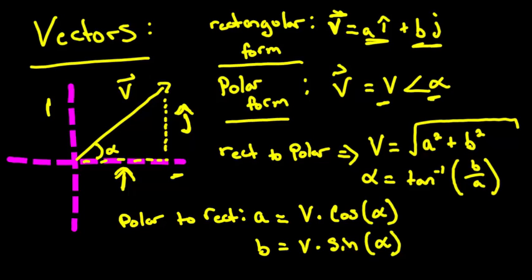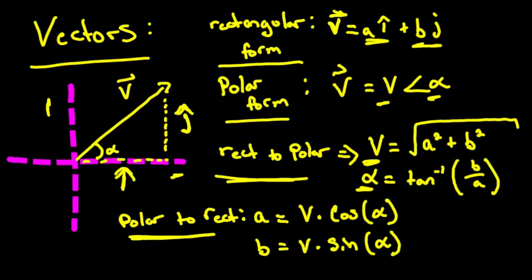Now in order to transition between rectangular form and polar form, we would use these two steps. If given the rectangular form and we want to find the polar form, we have to find the magnitude. That magnitude is v. Now v is equal to the square root of each component squared, so a squared plus b squared. And in order to find the angle, we take the inverse tangent of b over a, the y component over the x component.